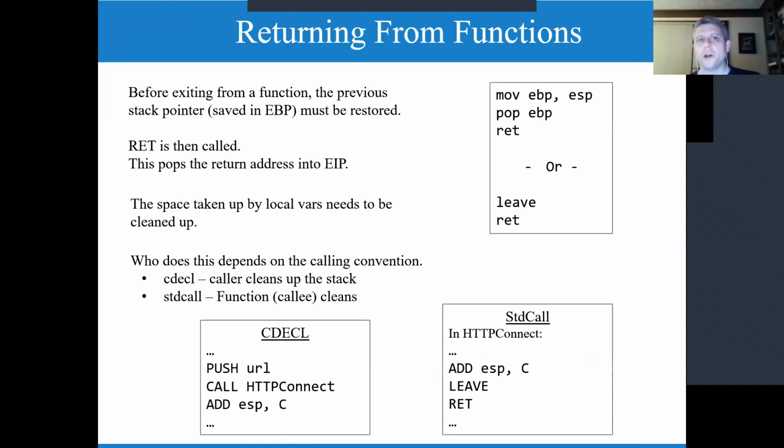So when we leave a function, we have to remember we've done all this stuff in there. We have to restore the function. We have the old stack pointer that we have to set back up. We have the old EBP that we need to save over, and so on. And all the space that's taken up by local variables needs to be cleaned up. Exactly how that's done depends on the calling convention that's being used.